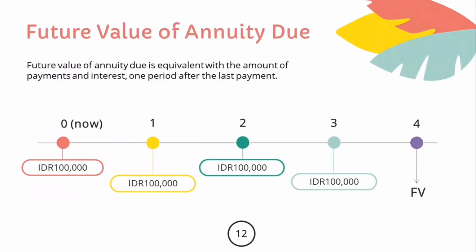Future value of annuity due. This is the timeline of future value of annuity due. We know that the payments of annuity due are made at the beginning of each period. So the payment is starting from time 0. So this is the first payment, second payment, third payment, and fourth payment, and this is the future value.